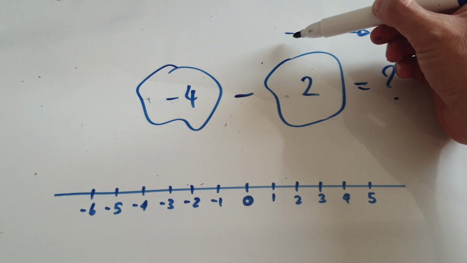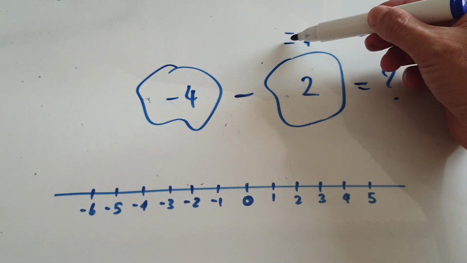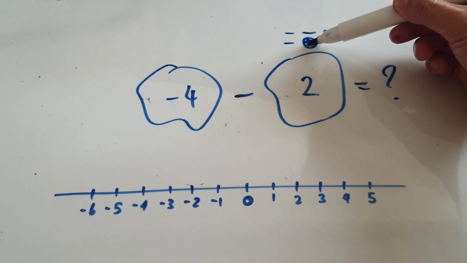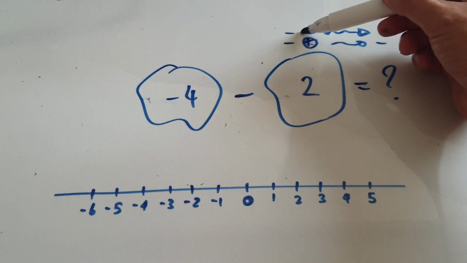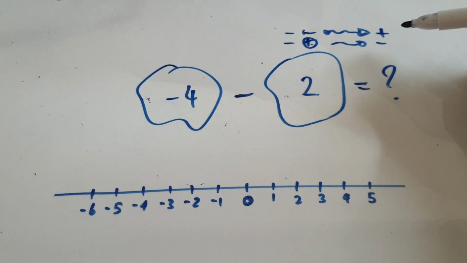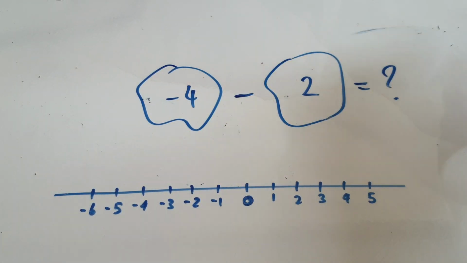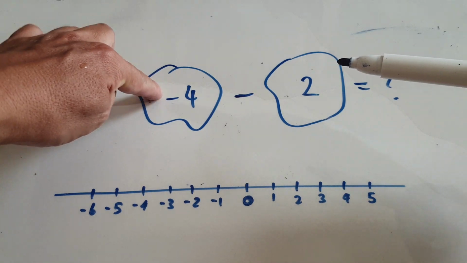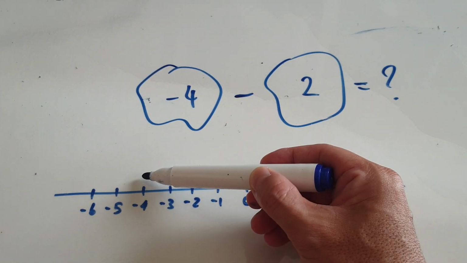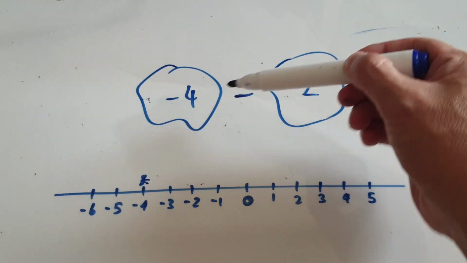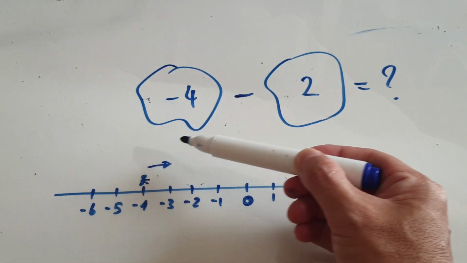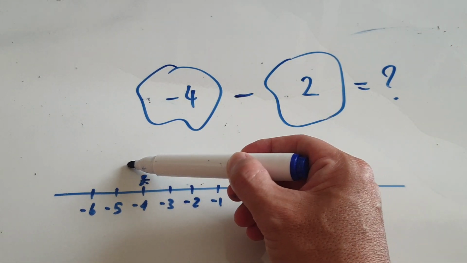So remember, whenever you have a negative and a positive, the negative is always stronger than the positive. So it turns into a negative. If you have a negative and a negative, it turns into a positive. Anyway, back to this thing. This is your start, your starting location. So imagine you're standing here. And this is your direction. If you add, you move to the right. If it's take away, you move to the left.